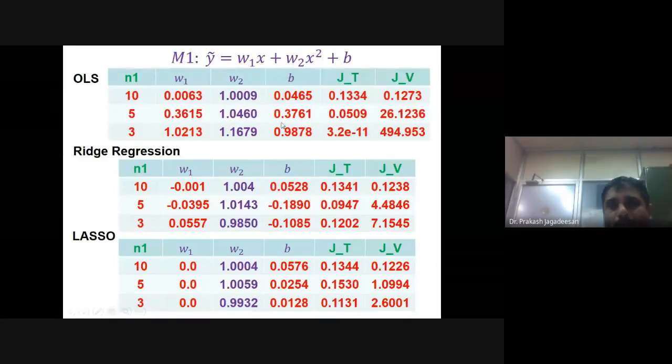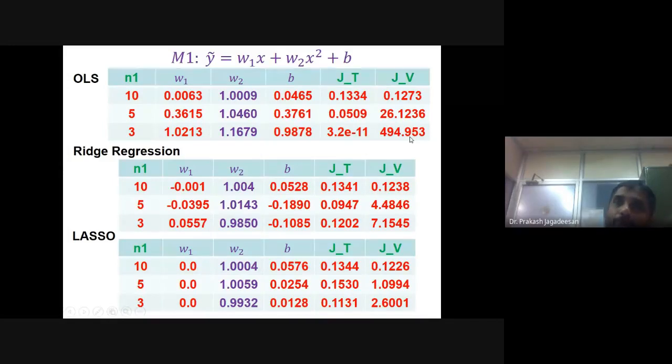So this leads to what we call overfitting. Because of overfitting, the testing error is higher than the training error. Further, if you reduce, you can also see that there is a substantial increase in the testing error: 494 compared to 3.2 e power minus. So training error is very low, whereas the testing error is very high.